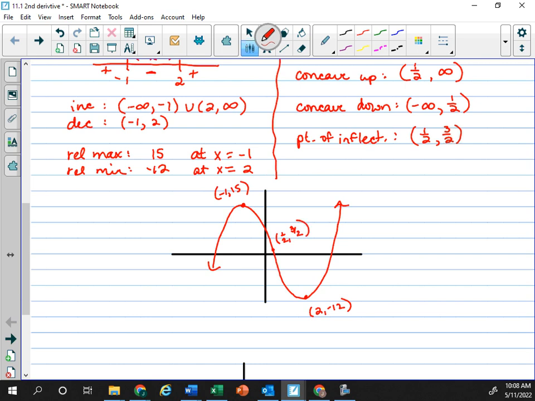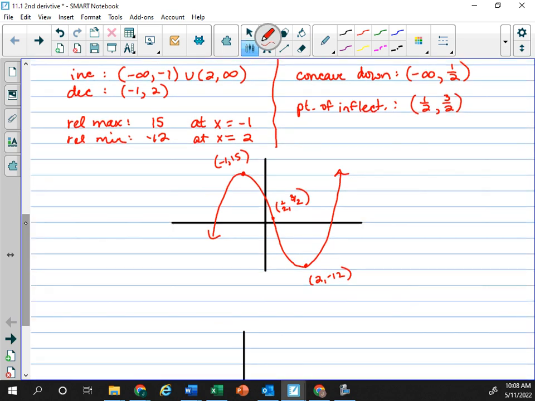All right, guys, there's my sketch. All I put on there was the max, min, and the point of inflection, and I just labeled them. You don't have to go crazy with tick marks and making this perfect, just the general shape. Increasing to that negative 1, 15, decreasing afterwards, changes from concave down to concave up at 1/2, 3/2, starts increasing again after the point 2, negative 12.